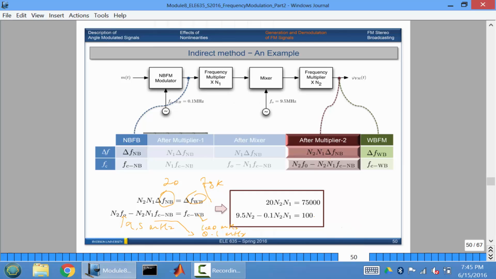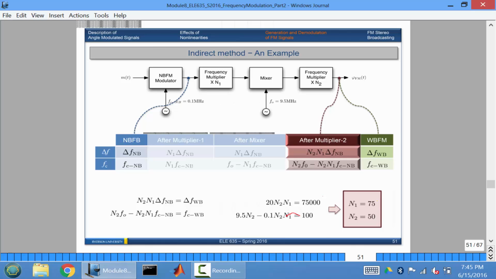So if you do all these substitutions, we know that if you solve this, n2 n1 is equal to 3750. If you take this and substitute it over here and solve for everything, you'll get two values of n1 and n2. So you get 75 and 50. That's actually how you solve it. So in this case, n1 will equal 75 and n2 will equal 50. Those are the equations that you take a look at.